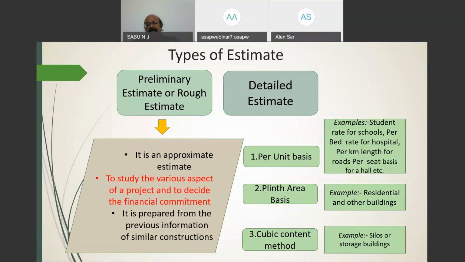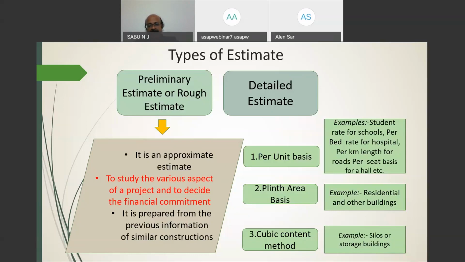So I think all of you have got the idea of the preliminary estimate. A preliminary estimate is a very basic, approximate or rough estimate. That estimate is prepared from previous knowledge in the construction of similar projects.